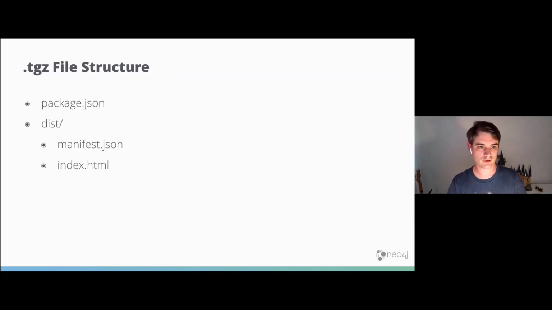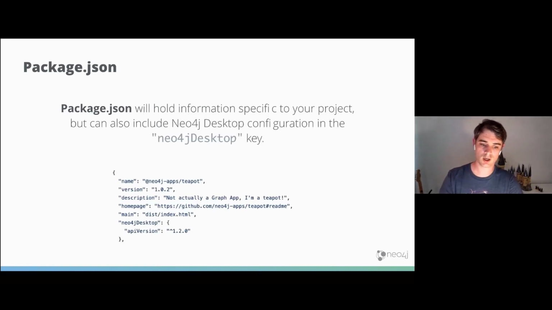Cool. So the structure of the tar file should look something like this. So you should have a package.json file, and then a dist folder, which will include the index.html file plus any other assets that your app requires. So the package.json file is essentially something you'd use inside your NPM project. So this holds information about the project itself, but there are also a few little things inside that that are important for Neo4j Desktop. So there's a Neo4j Desktop item, which allows you to define the desktop API version, and also allows you to define things like permissions if you're using anything like that.